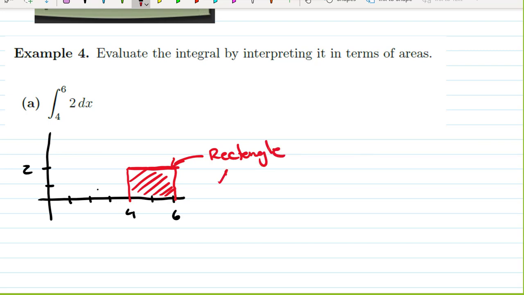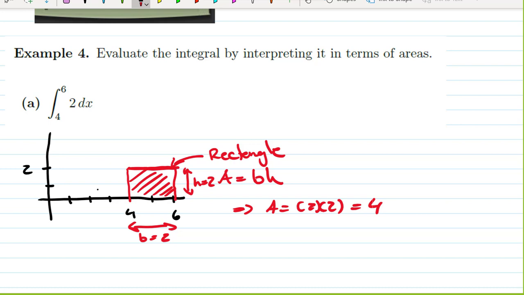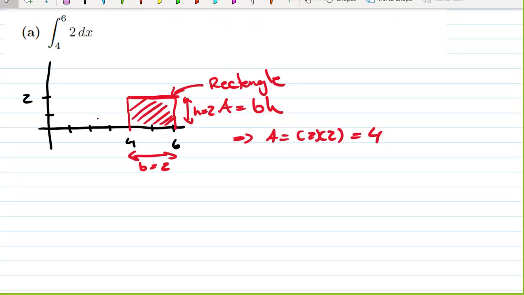And the area formula for a rectangle is length times width, or I'm going to use base times height. So then our base would be 2, and our height would also be 2. So then that gives us that our area is 2 times 2, which is 4. So the value of the integral from 4 to 6 of 2 dx is going to be 4, because it's a rectangle. Technically it's a square because its base and its height are the same. And the area of a square with side length 2 is 4.